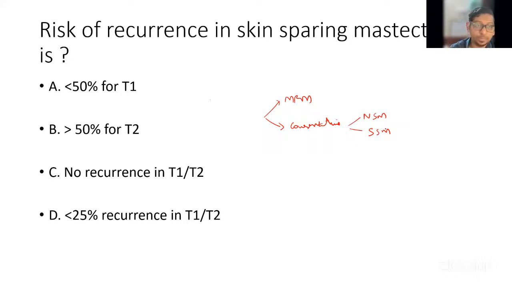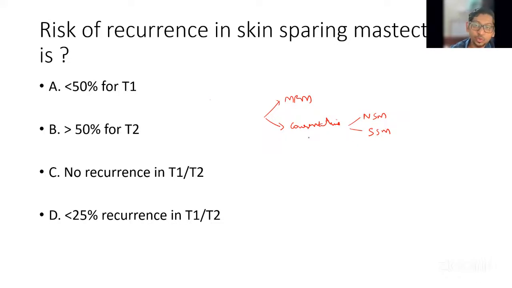So let's look at the options here. They've given less than 50% for T1, more than 50% for T2, no recurrence in T1, T2, or less than 25% recurrence in T1, T2. Now remember, even though it is considered to be a more conservative type of mastectomy, it does have a small risk of recurrence. However, the risk of recurrence is very low.